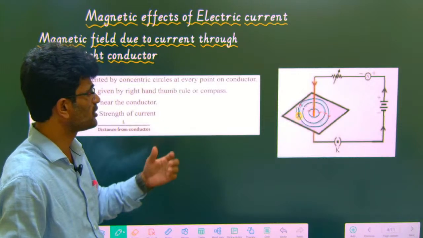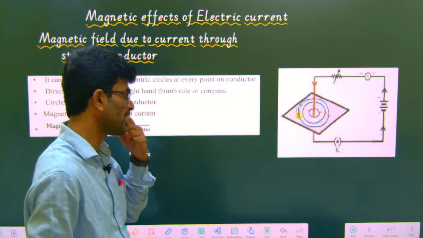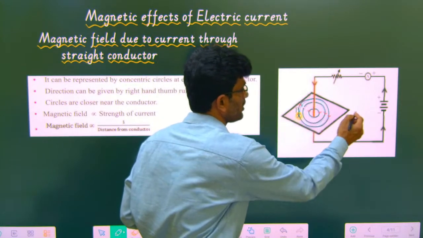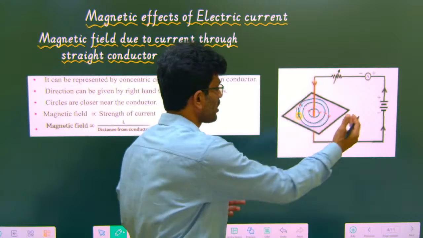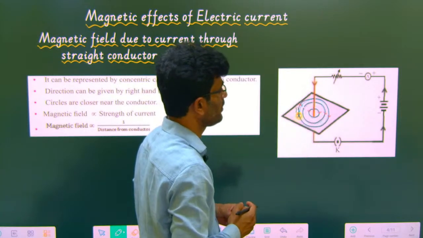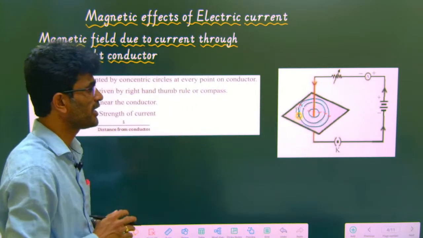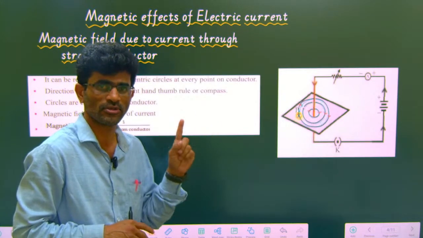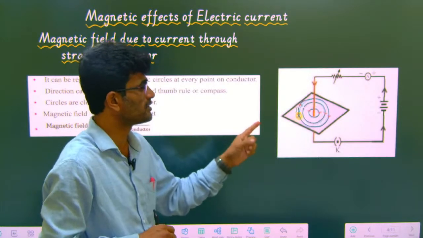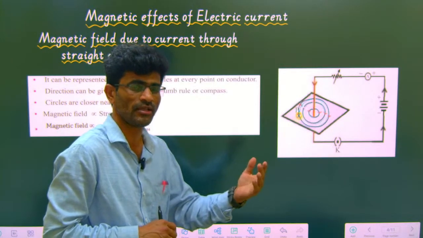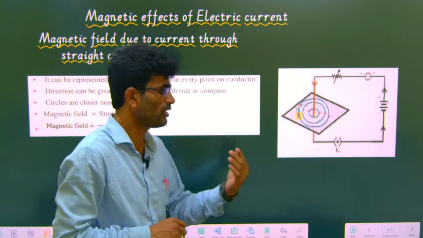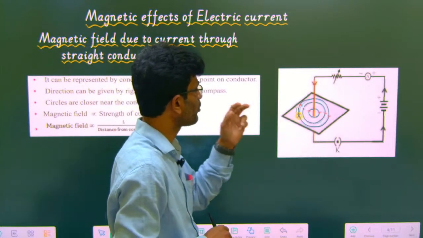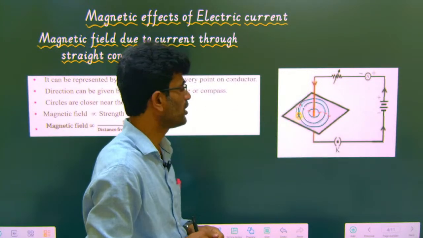So the strength of the magnetic field is directly proportional to the current, and also inversely proportional to the distance. When you are going away from the conductor, the magnetic field strength will decrease. When you are coming closer to the conductor, the magnetic field strength will be high. So the strength of the magnetic field depends on two quantities: one is current, directly proportional to the current, and the other is distance from the conductor. If the distance is high, then the strength will be low. So this is about the magnetic field produced by current through a straight conductor.